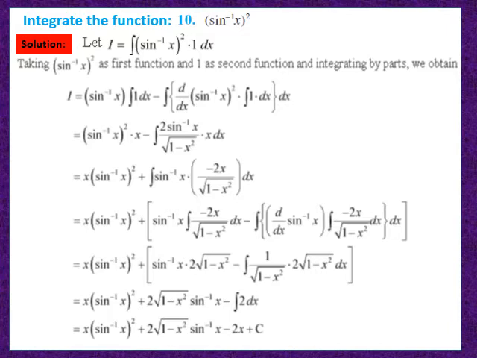So we have used integration by parts 2 times. Clear? Integration by parts 2 times. So after simplification and applying integration by parts, we are getting x sin inverse x whole square plus 2 into under root 1 minus x square sin inverse x minus 2x plus constant c. Clear? So solve these sums twice, it's very important.